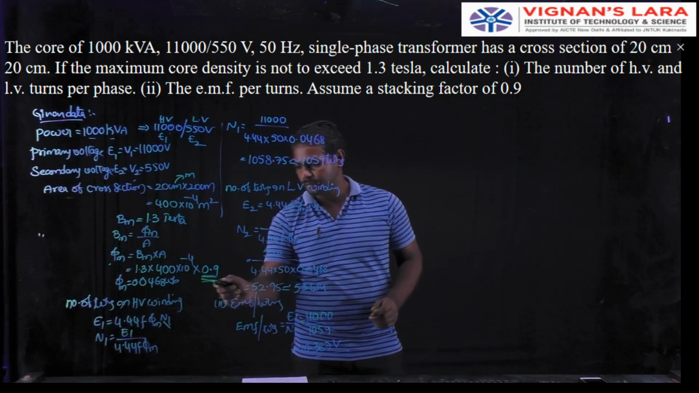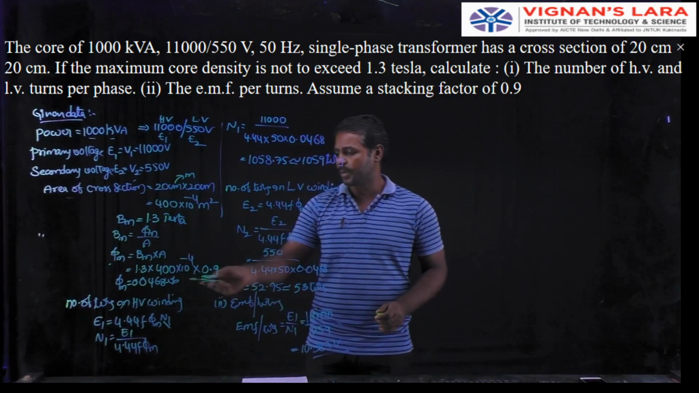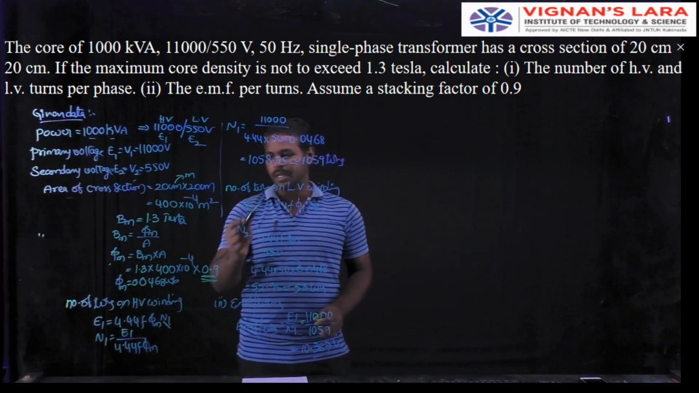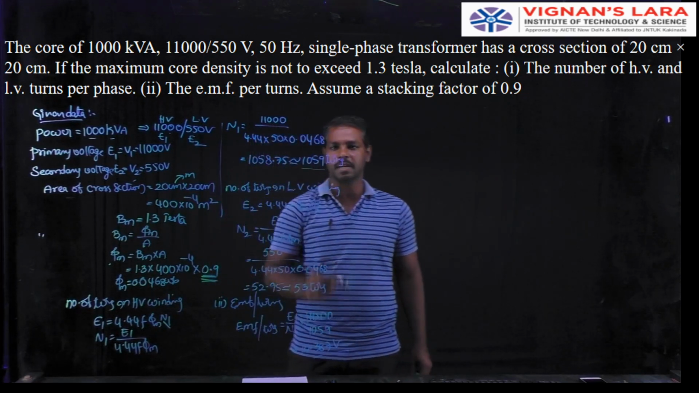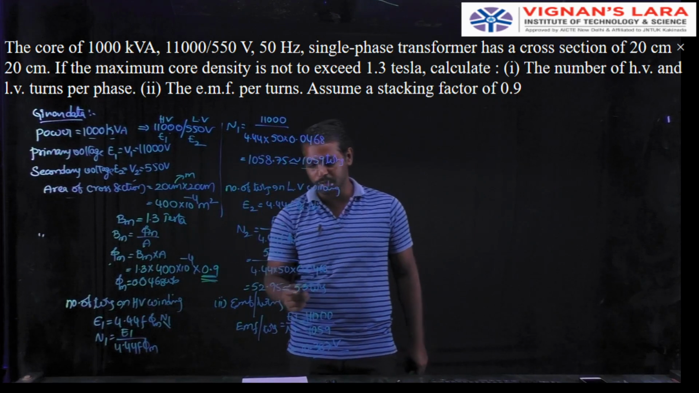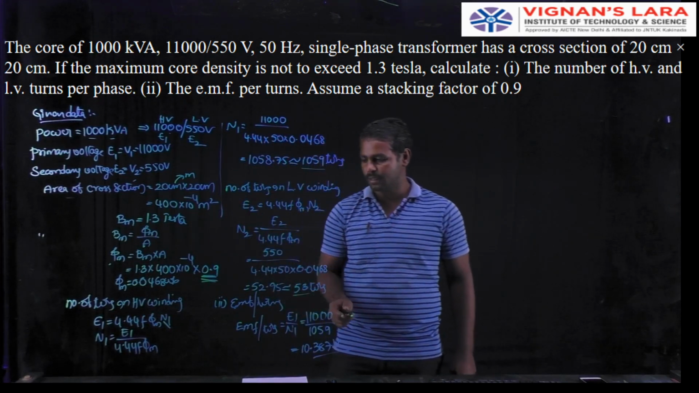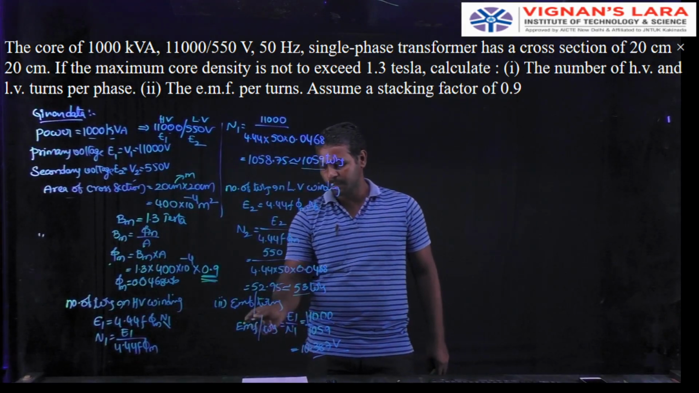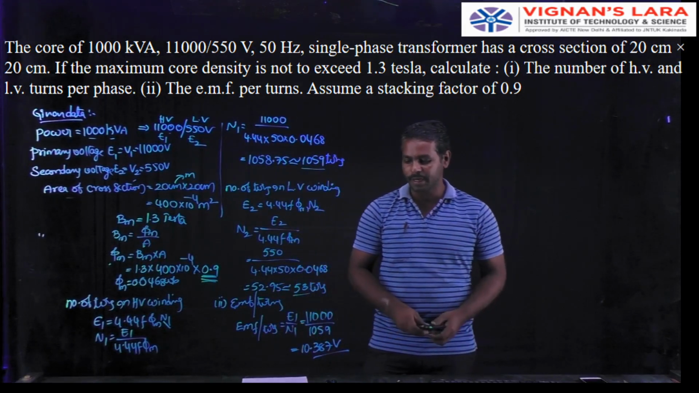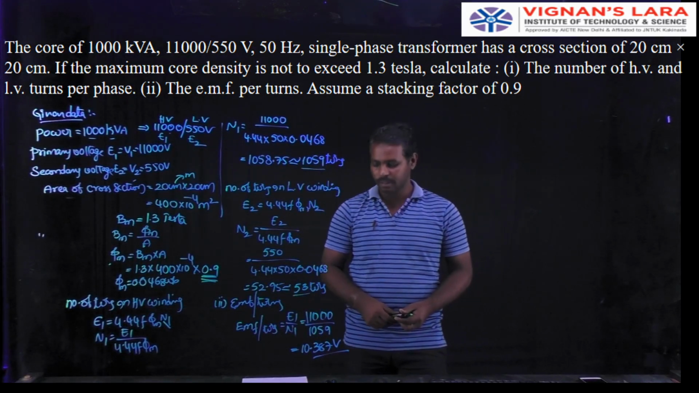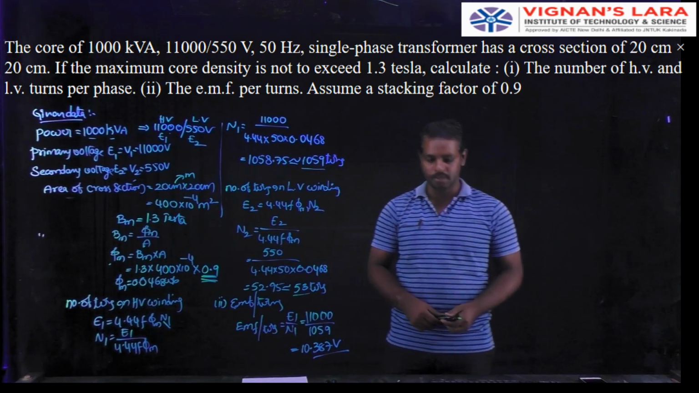So that is the summary. Number of turns in LV and HV winding, by using the EMF equation of a transformer: N1 is equal to 1059 turns, N2 is equal to 53 turns. EMF per turn is equal to E1 by N1, which is equal to 10.387 volts.